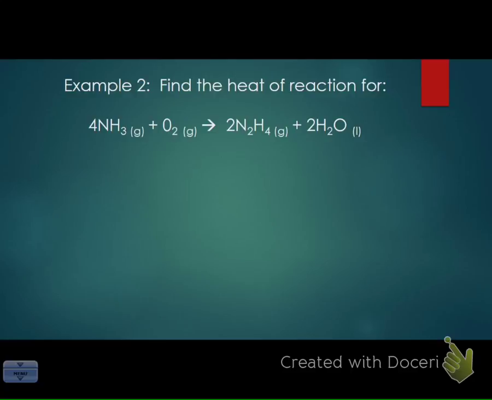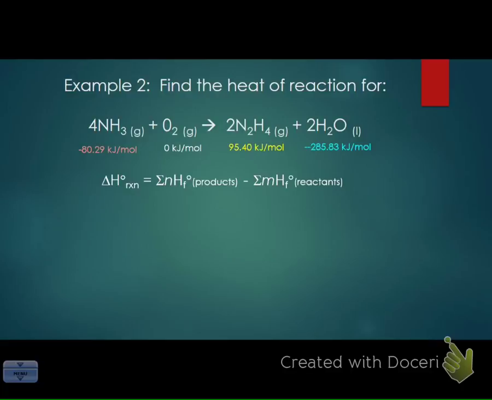All right, hopefully you've worked this now. So let's go through the answers. First of all, we're going to use the same formula, and let's pull up the values of each. The trick here was the oxygen. O2 is an element in its natural state, so we give that the value of 0. That's the purpose of me giving you this problem, so you see that.